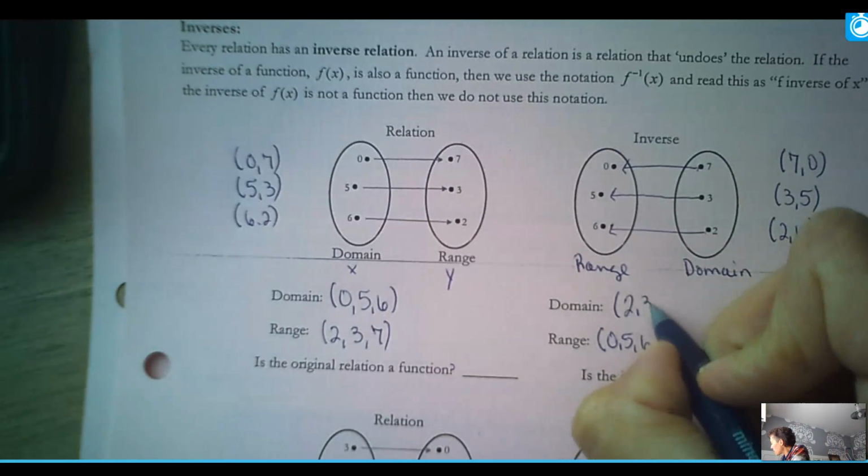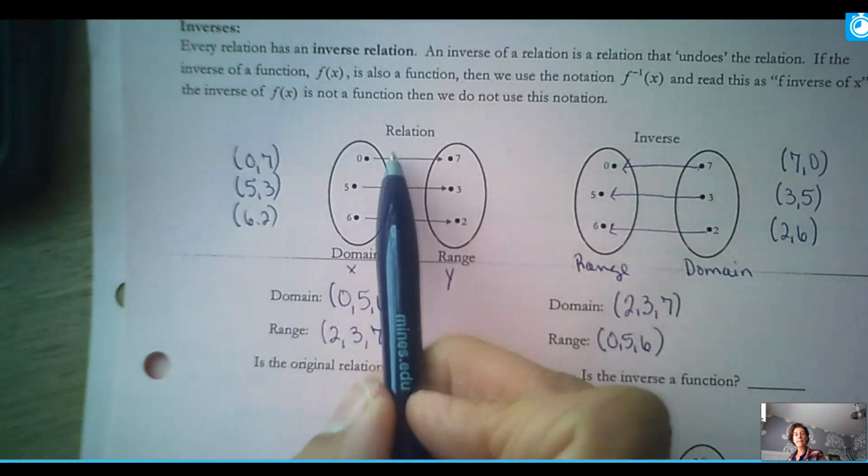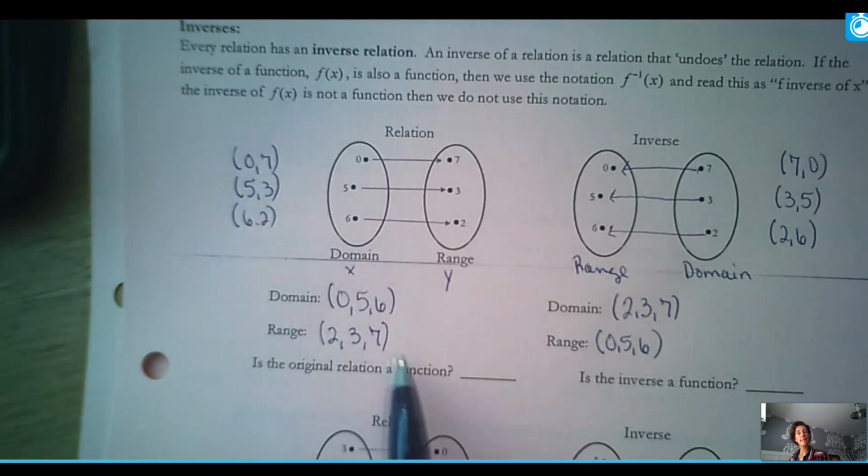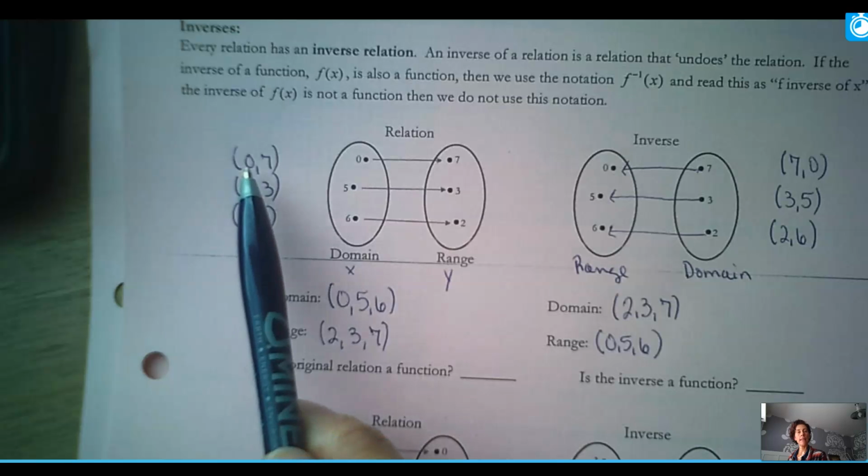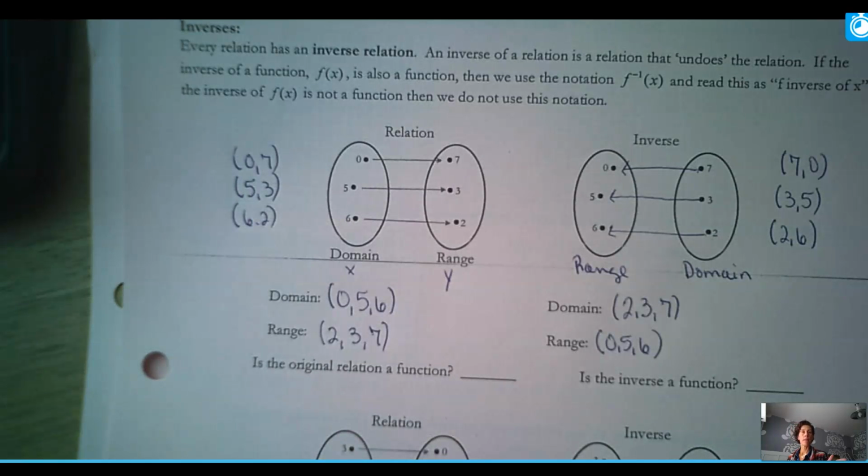Now what we want to see is whether this set of data, these ordered pairs, is a function. And it is, because in a function, remember, an input can only have one output, or you should never see x repeat.